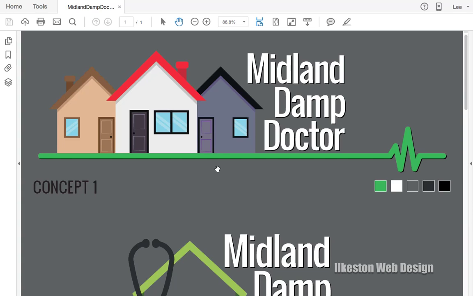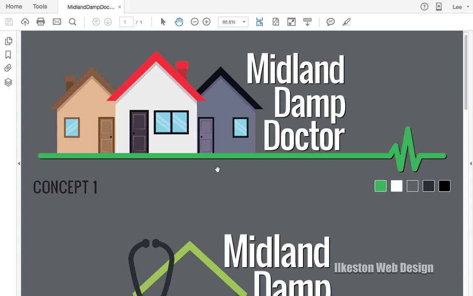So first of all, we've got three houses. Obviously, Midland Damp Doctor do domestic residential properties, so we've tried to bring a sense of that. We did try one concept of just the one house, didn't we? But then we put the two behind it, so it shows they've got more than one customer, for example.